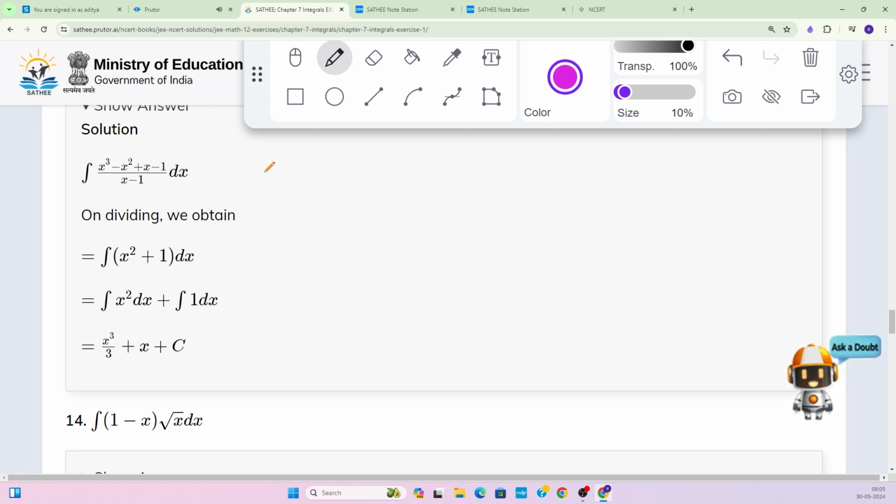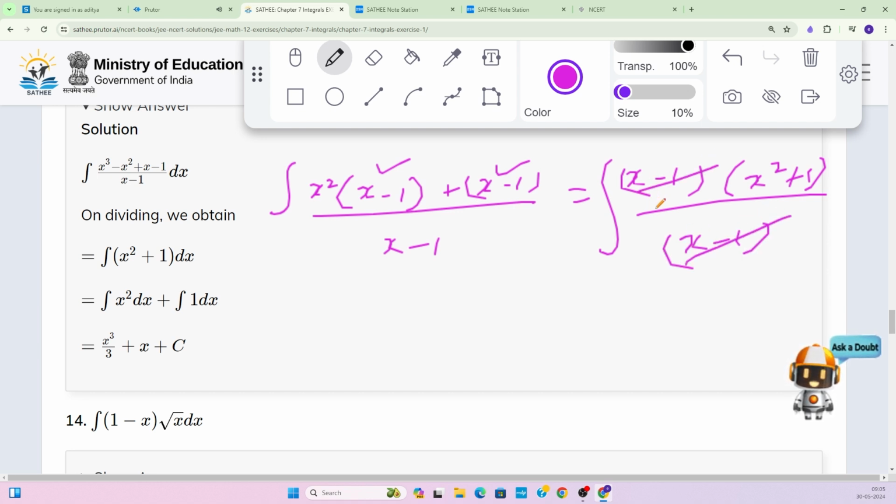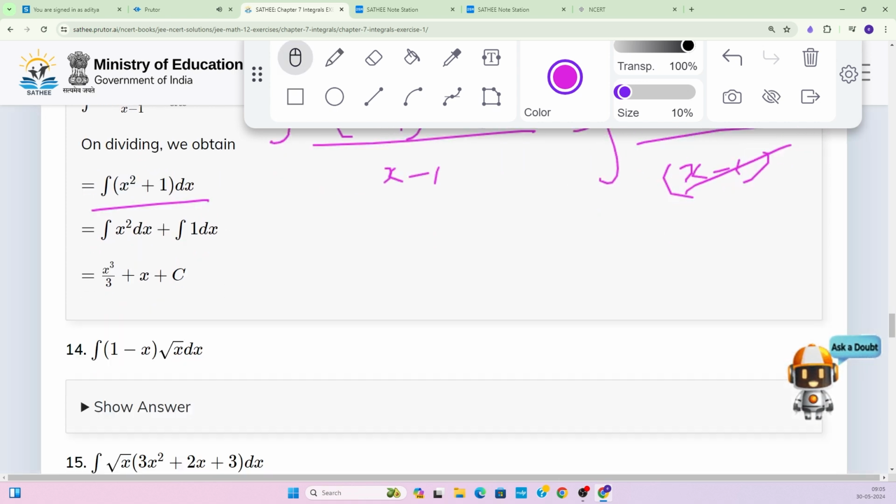Clear? So what we used, we did nothing but take x square common from the first two terms of the numerator, which means x cube minus x square. You will have this. Now x minus 1 is already here, divided by x minus 1. Now take x minus 1 common again. You are only left with what? x square plus 1 divided by x minus 1. Now as you can see, x minus 1 will be cancelled. You are only left with x square plus 1. Okay. Let us move next.